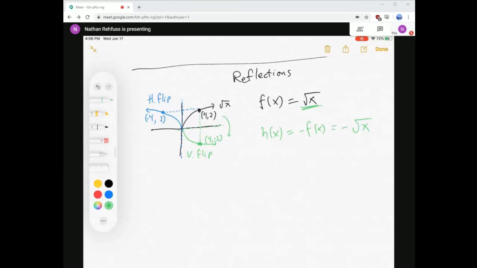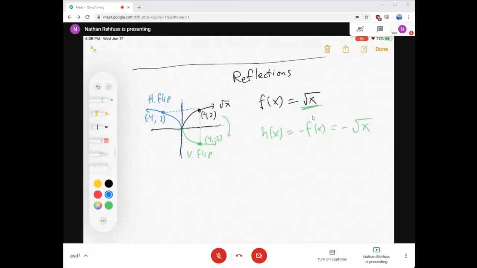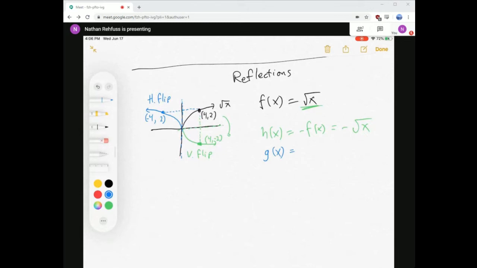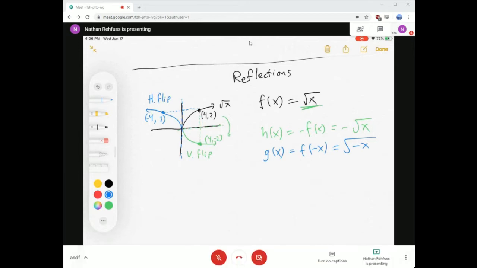For our horizontal flip, look at this. It's the x-coordinate that changed, so the input needs to go negative. So I'm going to call that one g(x), and it's going to be f(-x). In this case, that would be the square root of negative x. So you should be seeing a pattern. Horizontal transformations are always on the inside of the function. Vertical transformations are always on the outside of the function, because a vertical transformation is just going to change the y-coordinate, the output. A horizontal transformation is just going to change the x-coordinate, which is the input.